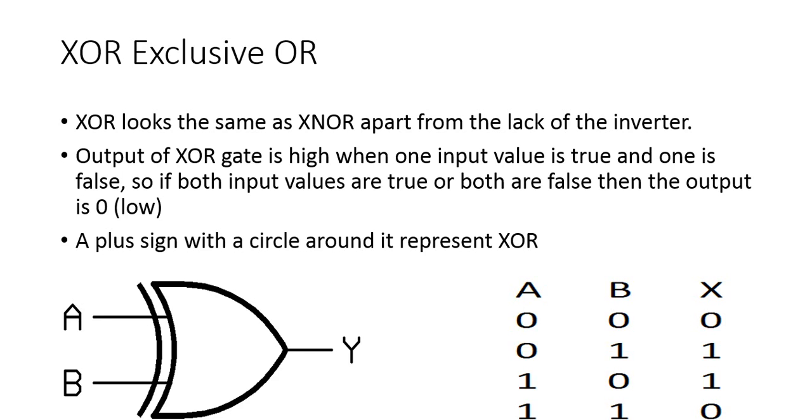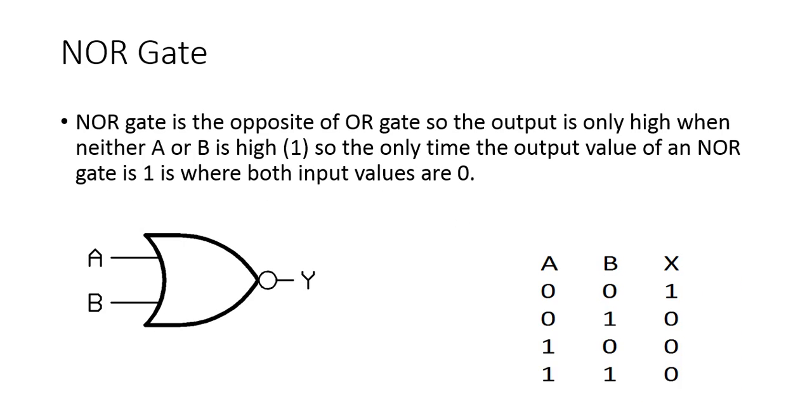So I'll just reiterate from the start. A NOR gate is the opposite of the OR gate. So the output is only high when neither A nor B is high. The only time the output value of a NOR gate is 1 is when both input values are 0. As you can see, A and B both have 0 input values, so the output is 1. Whereas in a normal OR gate, every combination apart from both input values being 0 gives 1.